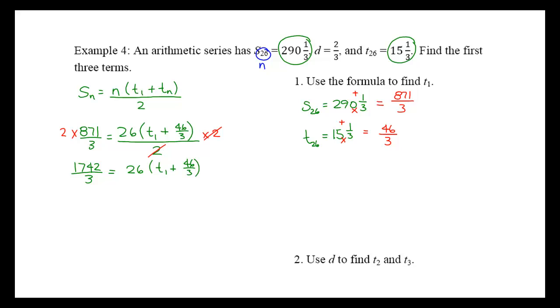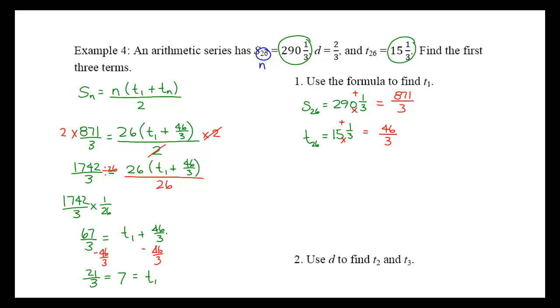And then I want to get rid of this 26 here, so I'm going to divide both sides by 26. When I'm dividing fractions, I actually don't divide anything. I multiply by the reciprocal. So I'm going to multiply by 1 over 26, which means I'm taking that top number, the numerator, 1,742, and dividing it by 26. That does divide nicely, and that gives me 67 over 3, and that equals term 1 plus 46 over 3. My last step is to subtract 46 over 3 from both sides. So 67 minus 46 leaves us with 21. 21 over 3 reduces to 7. So our term 1 value is 7.